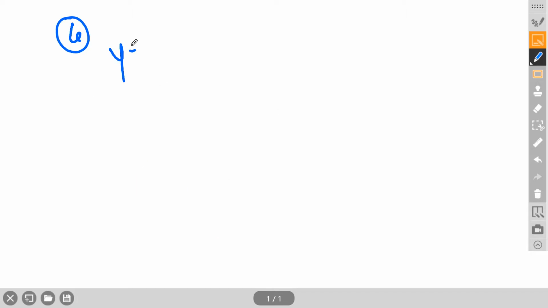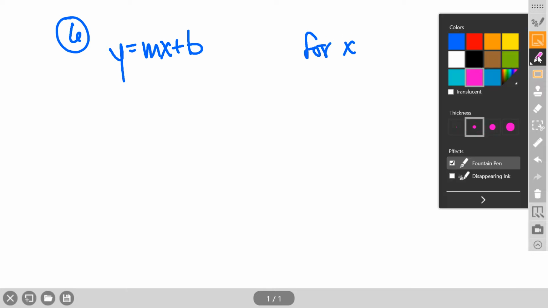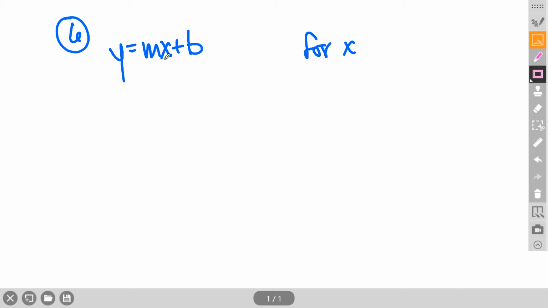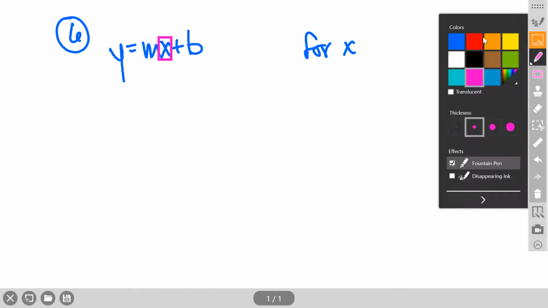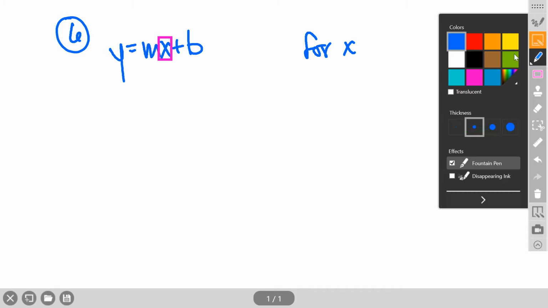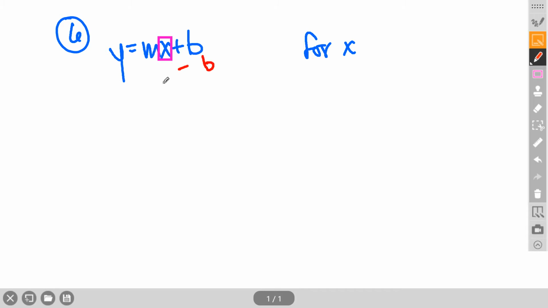Number 6, we have y is equal to mx plus b, and this is being solved for x. Okay, so when we look at where the x is on the right-hand side, there are two terms on the right-hand side. There's this mx term, and there's this b term. Well, we cannot touch this mx term until this b term is gone. So this b term is going to have to go to the other side. And I can do that by subtracting it because it's being added, and that will get rid of the b term on the right hand side.